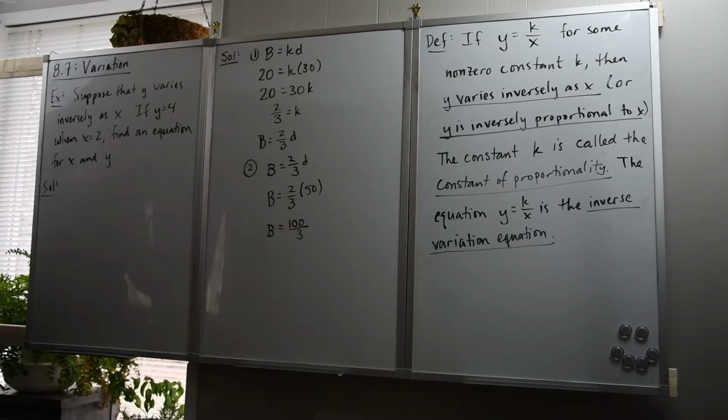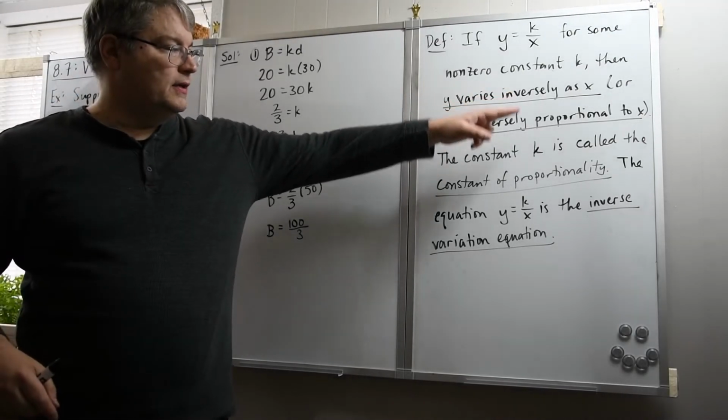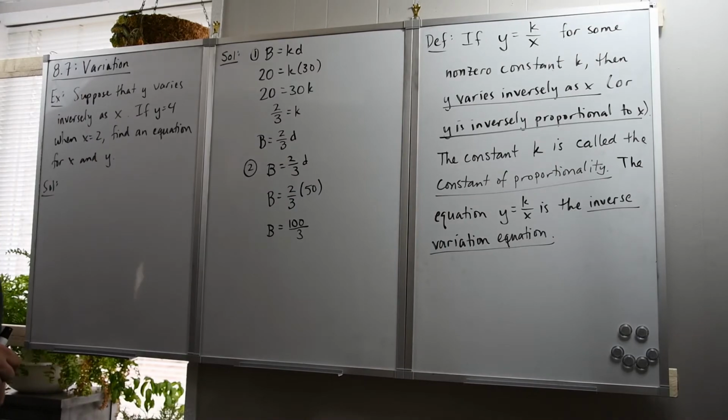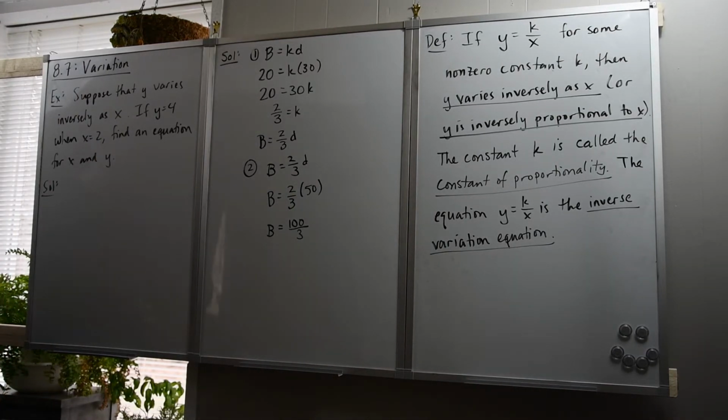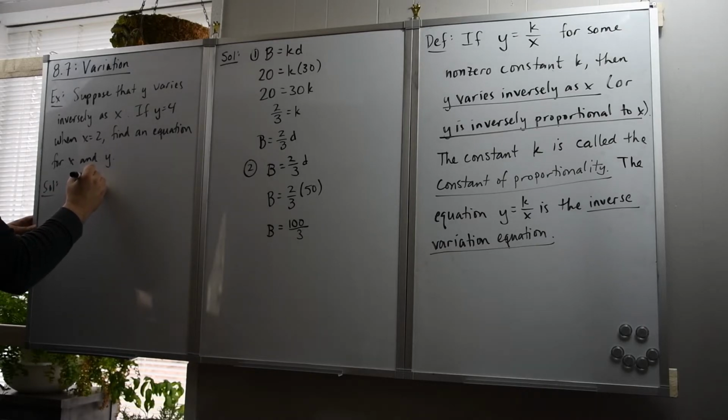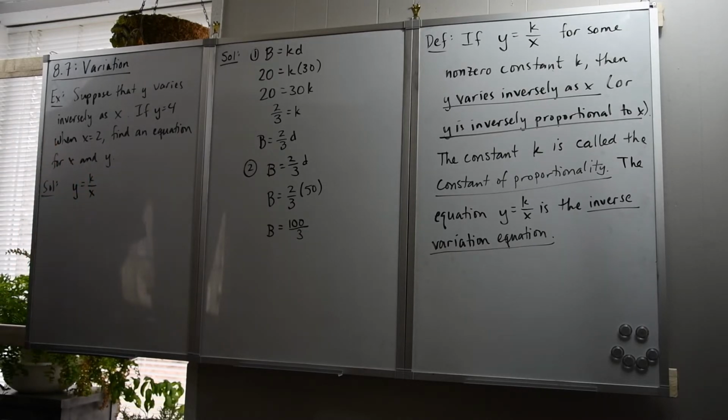Once again, we're looking at a translation. Y varies inversely as x translates to y equals k over x for some non-zero proportionality constant k. So we'll start with that y equals k over x equation. But we can figure out what k is by plugging in 2 for x and plugging in 4 for y. So we'll have 4 is equal to k divided by 2 in this case.